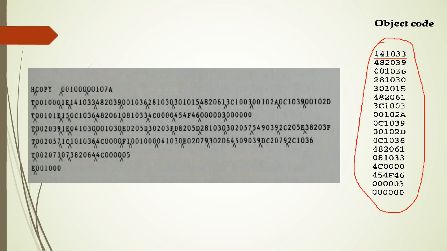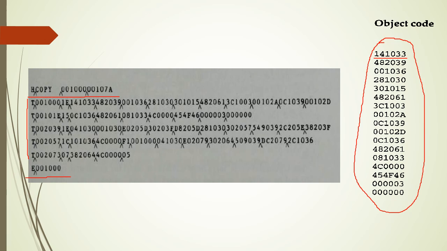141033 is the object code of our program, the first instruction of our program. As I already mentioned, in the object program there are 3 records. The first record is a header record, next is a text record, then the last one is the end record.